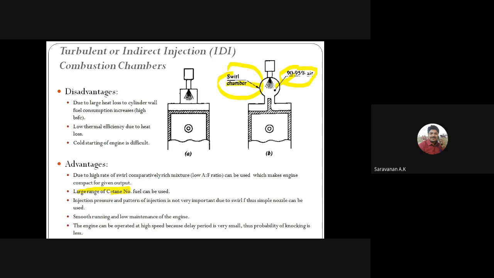Then here we also have some disadvantages. It may have a low thermal efficiency, and cold starting is somewhat difficult. Due to the large heat transfer and the lot of heat loss through the cylinder wall, it consumes high fuel. These are all the disadvantages of the turbulent type combustion chamber, or indirect injection combustion chamber.